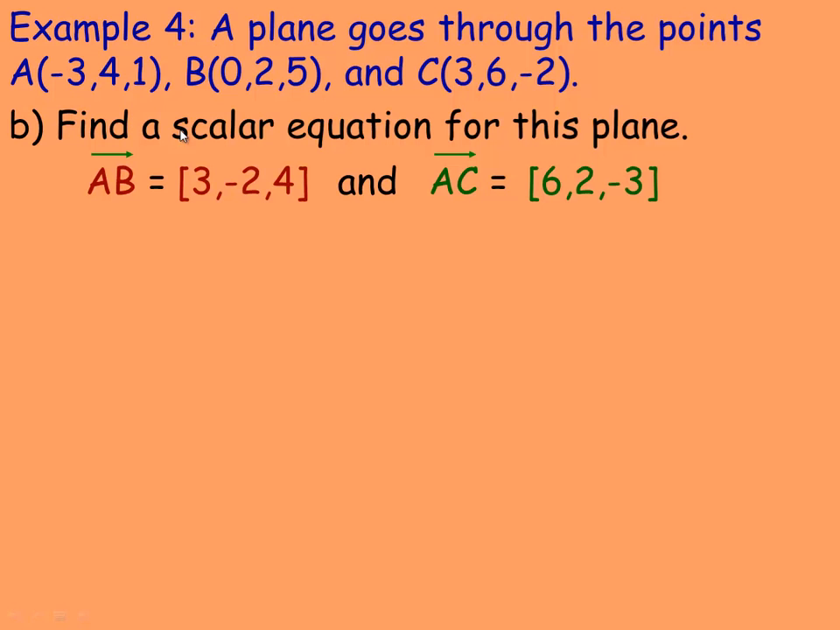In part B here, same 3 points, we're asked to find a scalar equation. So a scalar equation needs the normal vector for the plane. So I'm going to use the same 2 vectors from the previous page, and we're going to find the cross product of those because that gives us the normal vector.